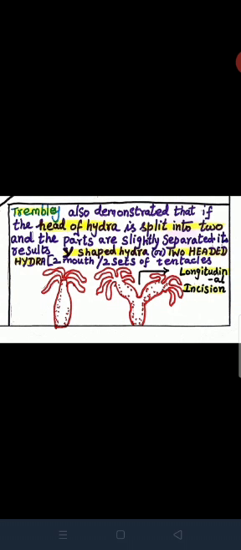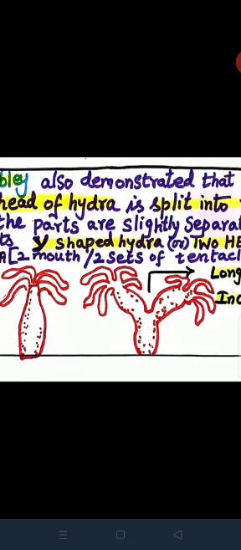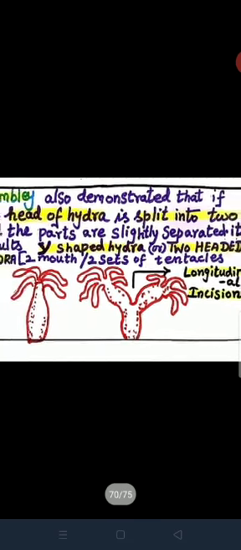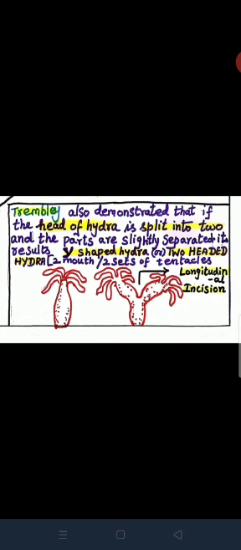Right? This is a longitudinal incision. Tremblay also demonstrated that if the head of Hydra is split into two and the parts are slightly separated, it results in a Y-shaped Hydra or two-headed Hydra. That two-headed Hydra has two mouths, two sets of tentacles. This is longitudinal incision. Right?